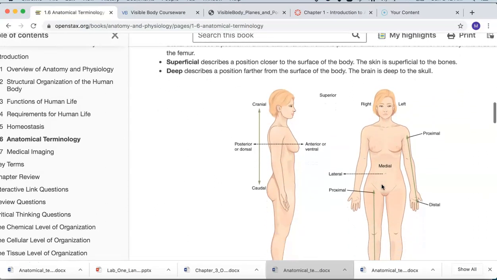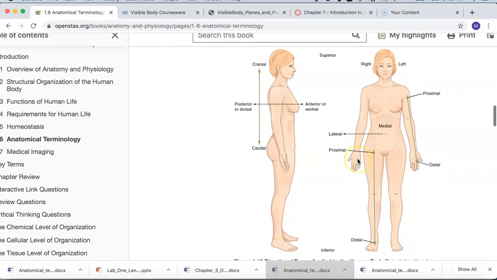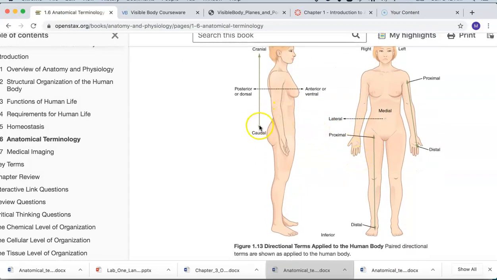Okay, so here are some of those same terms that I just used. Here's medial, you see here in the middle. Here's lateral as we move out to the side. Here is posterior and anterior, front and back, or ventral and dorsal. And here is cranial and caudal, as we talked about earlier. This would be superior and inferior.